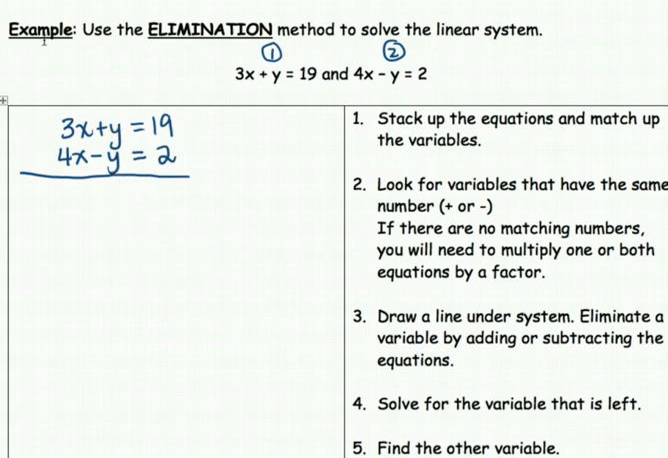All right, so you have to decide, are you going to add or subtract? So here's a rule of thumb. If you find that the ones that you want to get rid of have opposite signs, I want you to add them. Okay, so maybe we could write this somewhere here.